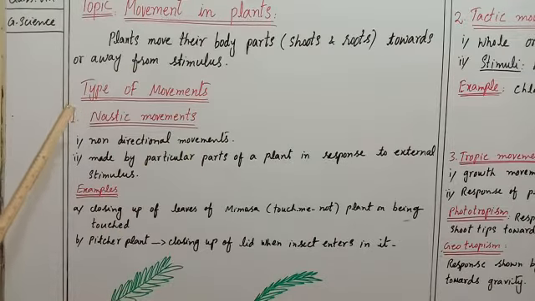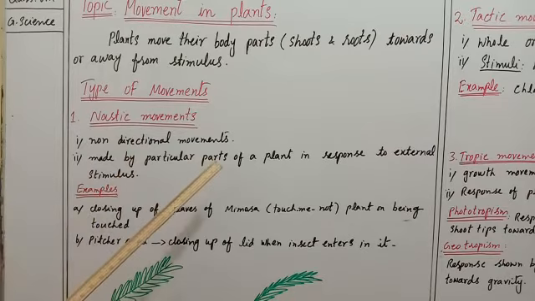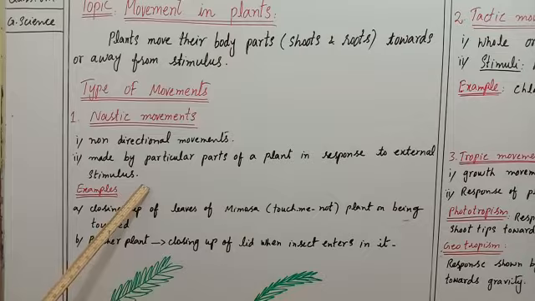Next we will discuss types of movements. Number 1 is Gnastic movement. It is a non-directional movement made by particular parts of a plant in response to an external stimulus. External stimulus, as you know, may be light, gravity or water for a plant.